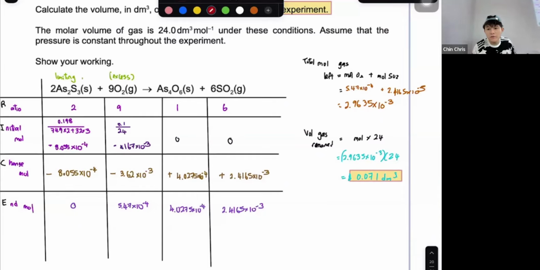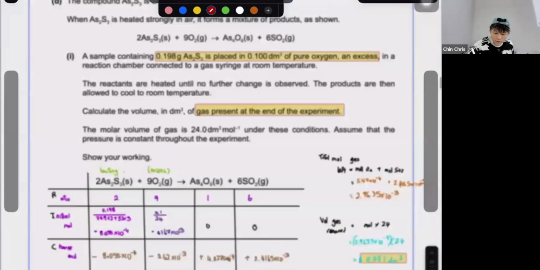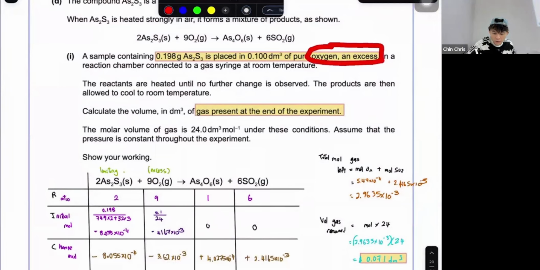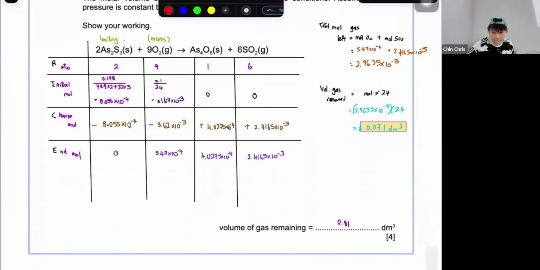Sorry, sir, can you clarify once more how to identify limiting and excess? Boy, read the question. They already tell you, right? Oxygen is excess. You see or not? Oxygen is excess. So O2 is excess. So which means this is limiting. Understand? So one. Correct. Okay. Guys know how to do.